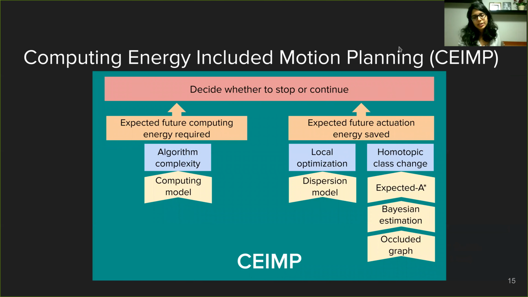Looking deeper into what goes into CEIMP, you see that CEIMP decides whether to stop or continue by estimating the future computing costs of continuing to compute another batch of nodes and estimating future actuation energy savings from computing another batch of nodes. Now, the computing model and model for predicting actuation energy savings from local optimization are relatively simple, and we're going to focus instead on the harder challenge of predicting expected actuation energy saved from a homotopic class change that could happen in the future if we sample another batch of nodes.